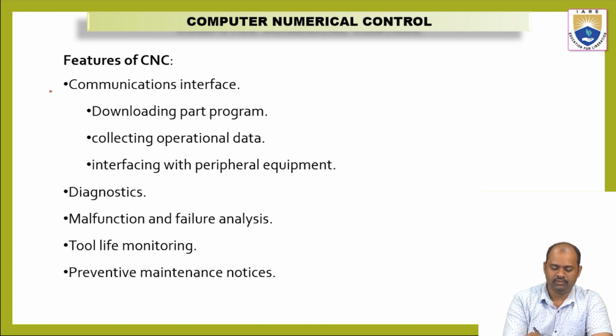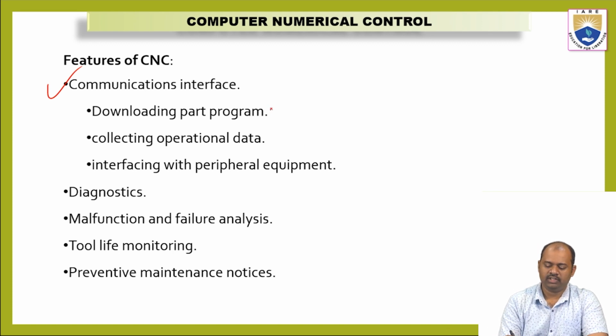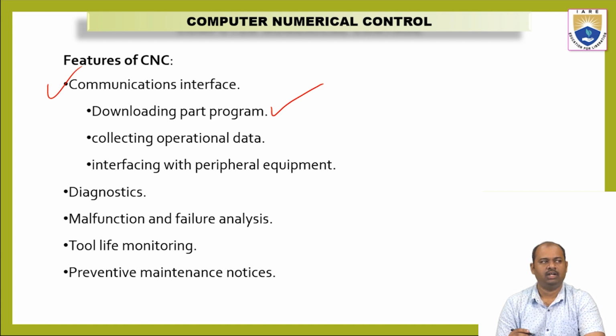These are some other features of CNC. Communication interface, like we can download the part program, collecting operational data, interfacing with peripheral equipment. So we'll see the first one, downloading the part program. Suppose I have a design and I have converted it into code. Whatever code we have written for working a particular object is called a part program.